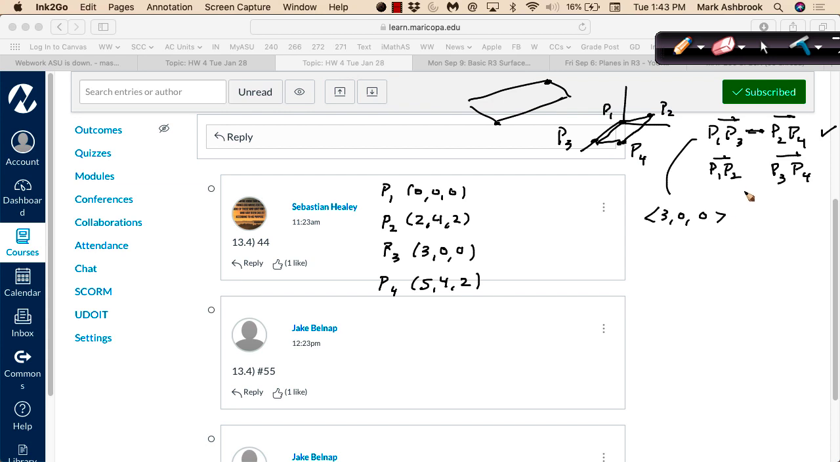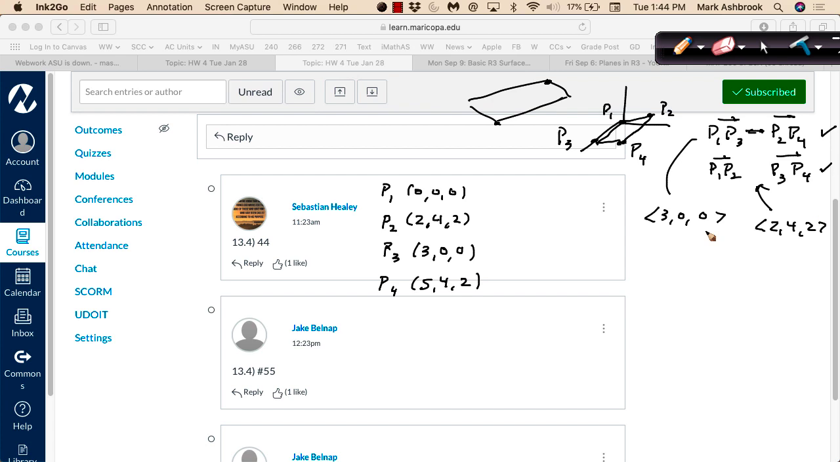And then for these two, P1, P2 would be 2, 4, 2, right? 2, 4, 2. So for these two now, are they both 2, 4, 2? P3, P4 would be 2, 4, 2. So I think these both check out. That opposite sides are the same vector. Opposite sides of the parallelogram are the exact same vector. Are we good? Okay, cool.